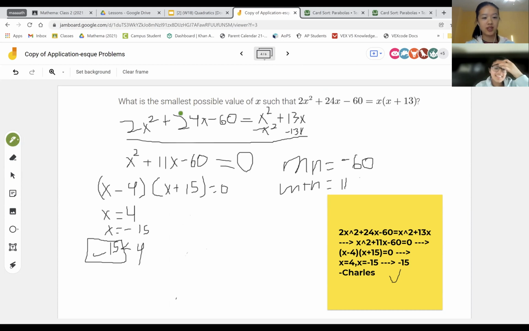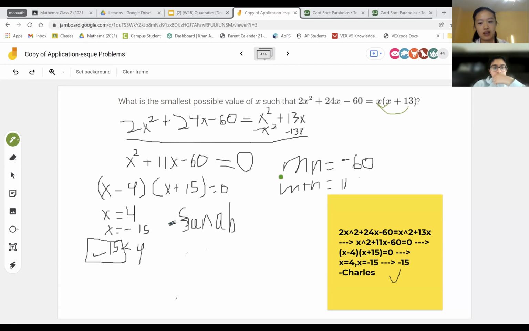Okay, this one. What is the smallest possible value of x such that 2x squared plus 24x minus 60 equals x times x plus 13? So x times x plus 13, we can use the distributive property and expand that. So that becomes x squared plus 13x, and we can set that equal to this side. If we subtract that from both sides, then we will get x squared plus 11x minus 60 equals 0.